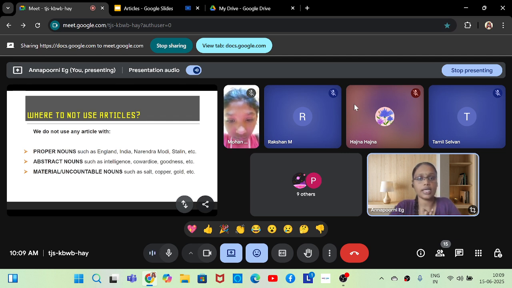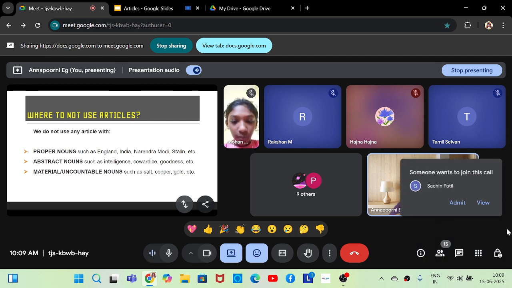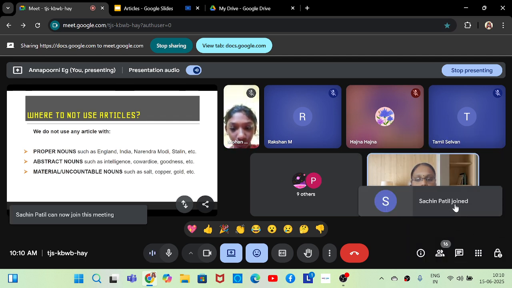So abstract nouns can be any type of qualities, positive or negative. For example, intelligence is a positive quality. Goodness is a positive quality. Honesty is a positive quality. Cowardice is a negative quality. All these are qualities. With qualities we don't add any article. For example, we don't say an intelligence, a cowardice, a goodness. Okay, that is wrong.